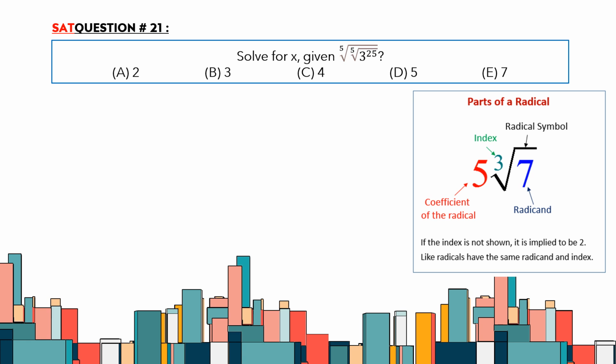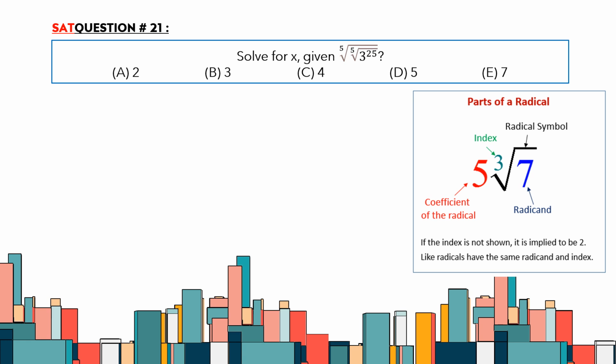Solve for x. Given fifth root of 3 to the power of 25. Let's review some notes. We have parts of a radical.